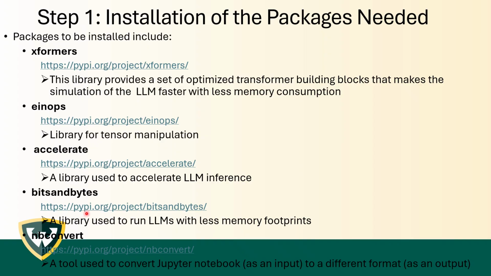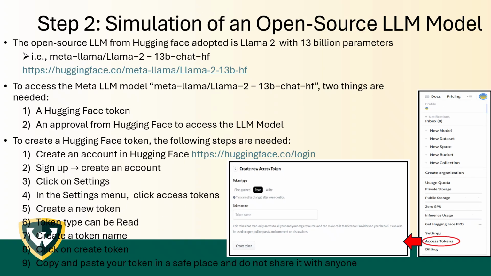Since in this tutorial we are also running the LLM on the grid, we need a tool which is the NB convert tool in order to convert the Jupyter notebook, which is considered as an input, into a different format as an output, but in this case, in our case, it will be a Jupyter notebook too. After discussing the required packages to simulate an LLM model in Jupyter Notebook, the next step is to show how we can run Llama2 with 13B parameters in Jupyter Notebook.